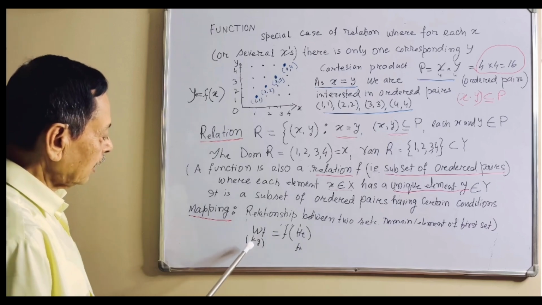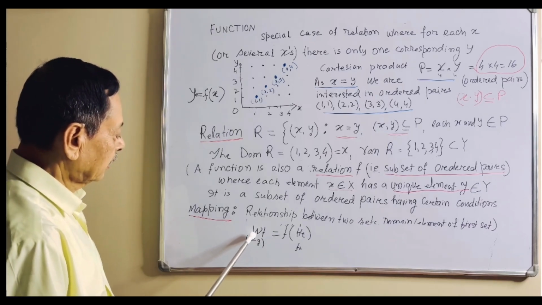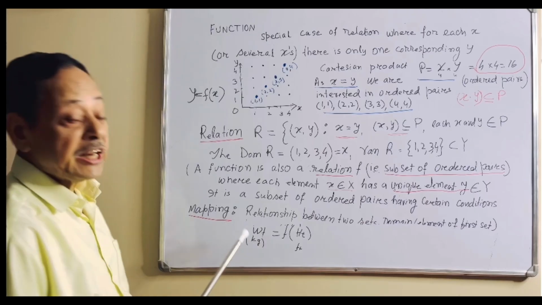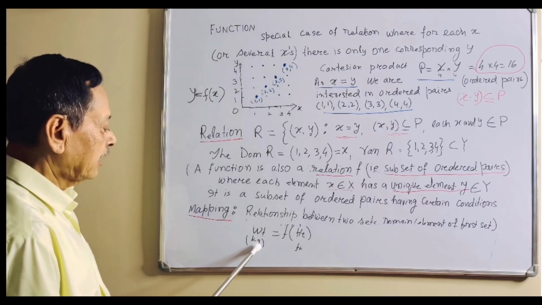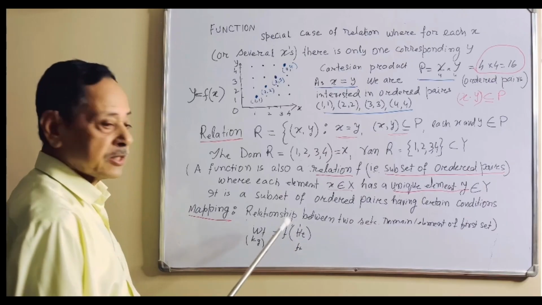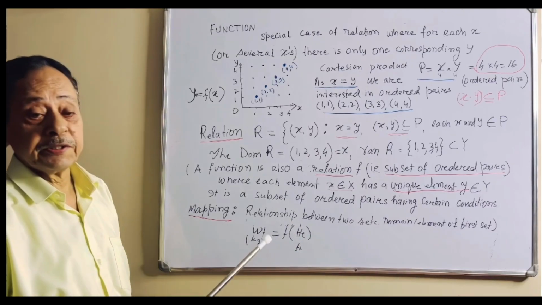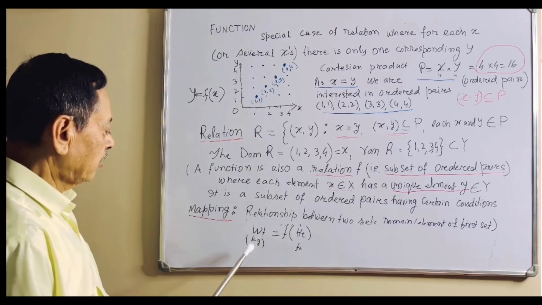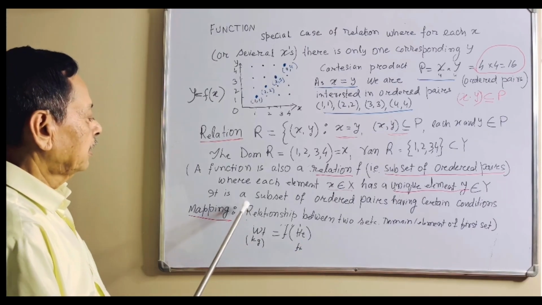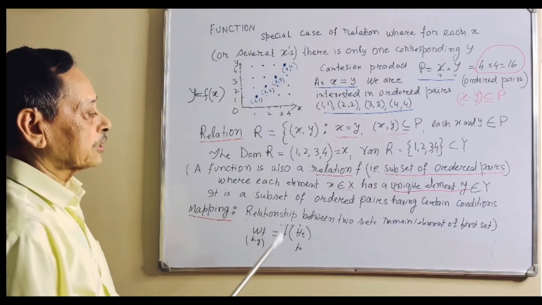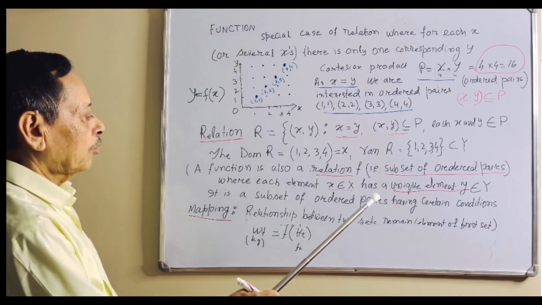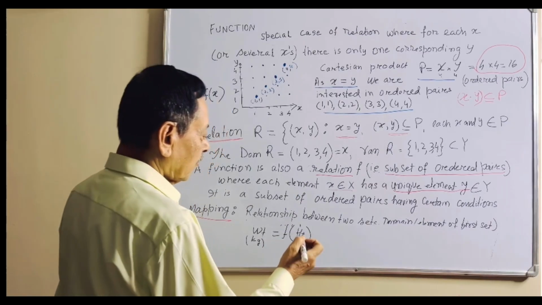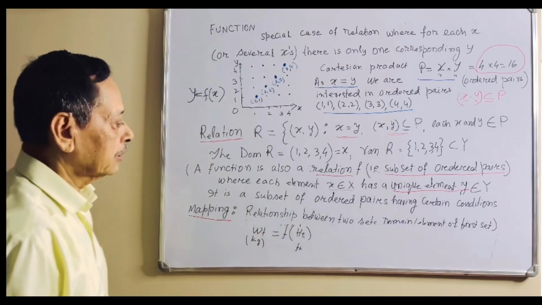Now this is called the weight. This will be called the range, and height will be called the domain. So when the domain increases, there will be an increase in weight. And so it is a subset of ordered pairs having certain conditions. Then there will be several pairs.